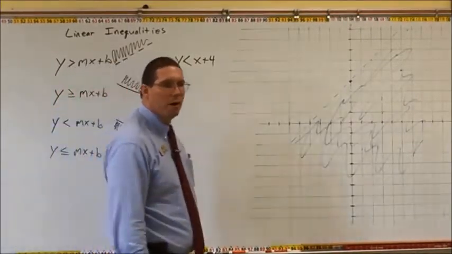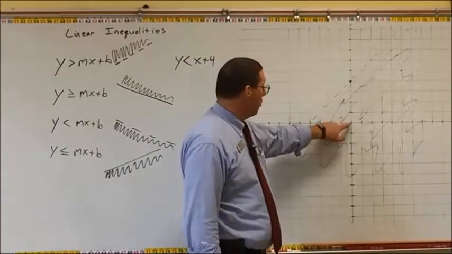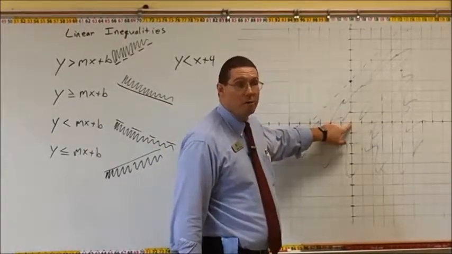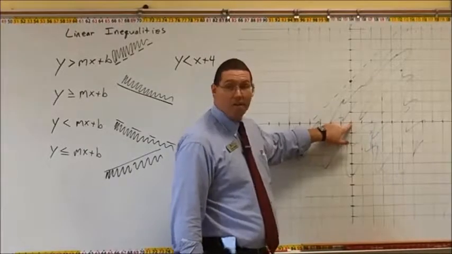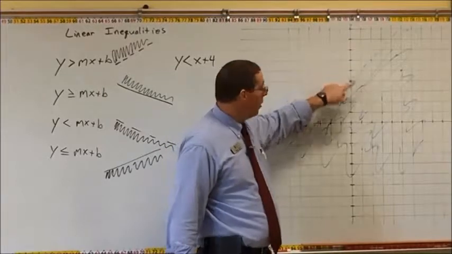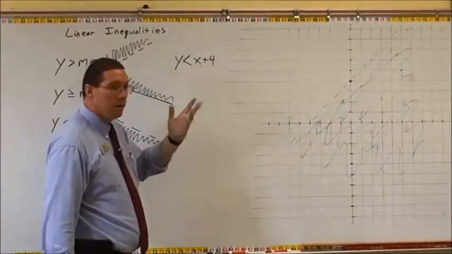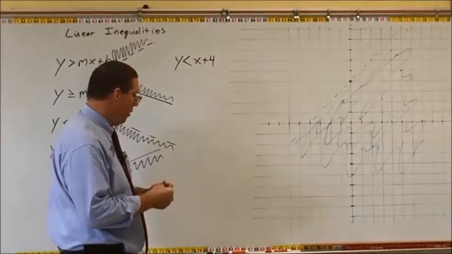You want to redeem yourself? You want to pick one more? How about the origin? No, the origin, 0, 0, right? See, 0, 5 is not in the solution region. 0, 5 is up here, not in the solution region. Okay, but 0, 0 is. 0 plus 4 is 4. Is 0 less than 4? Yes. All right. We doing okay so far?